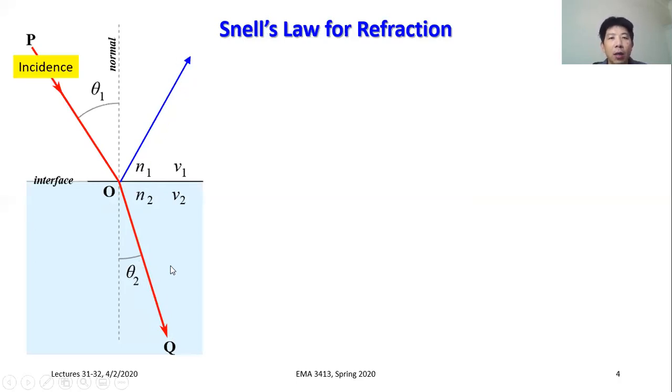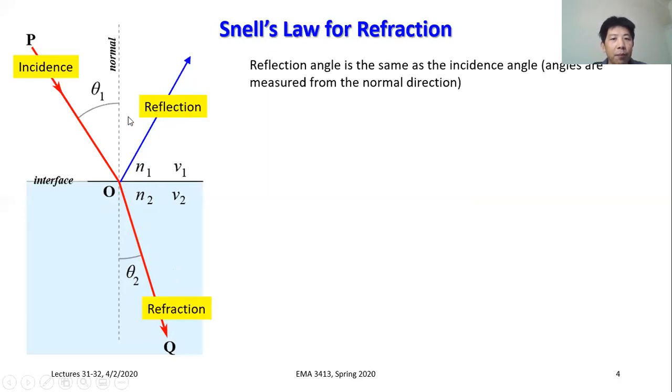Okay, so there's the so-called Snell's law. For reflection, it's simple. The reflection angle is going to be the same as the incident angle. And here, the angles are defined from the normal direction of the interface.